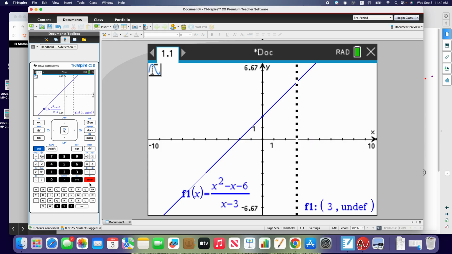Everybody good? And so if you have an undefined and some way through the problem you can cancel it, it's a hole in the graph. If you can't cancel the undefined, then it's still that vertical asymptote. All right? So that's what we're seeing there. All right. Moving on.